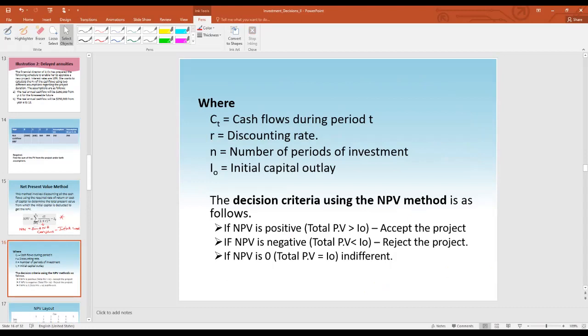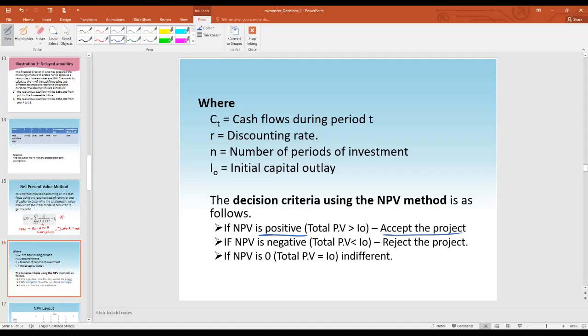As I mentioned, if the NPV is positive, then we accept it, this is a good project, because it is going to be increasing the wealth of shareholders. In case we have a positive 3 million, that means if we accept this project, then the company's value will increase by 3 million.